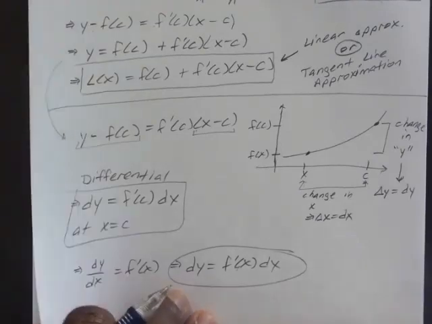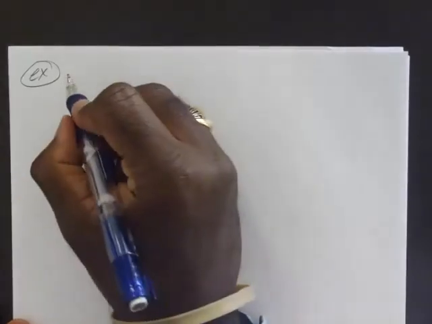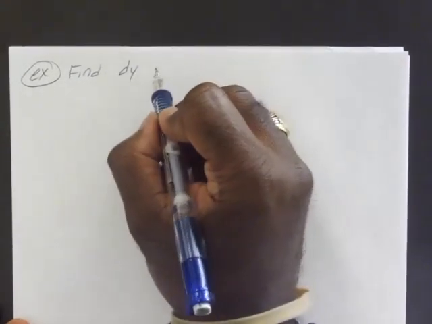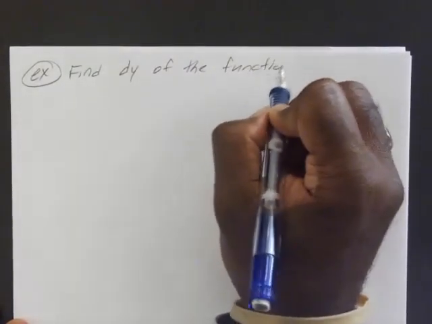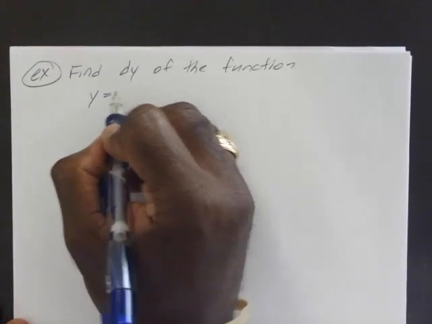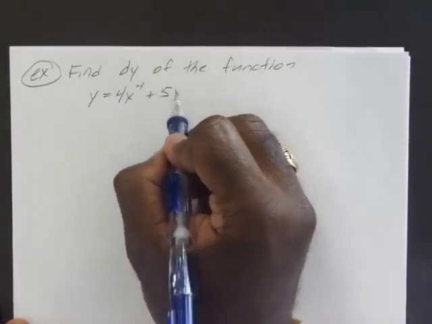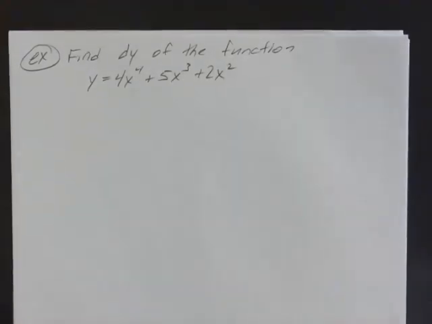All right. So let's say, for example, you want to find your dy of the function y is equal to 4x to the fourth power plus 5x to the third power plus 2x squared.